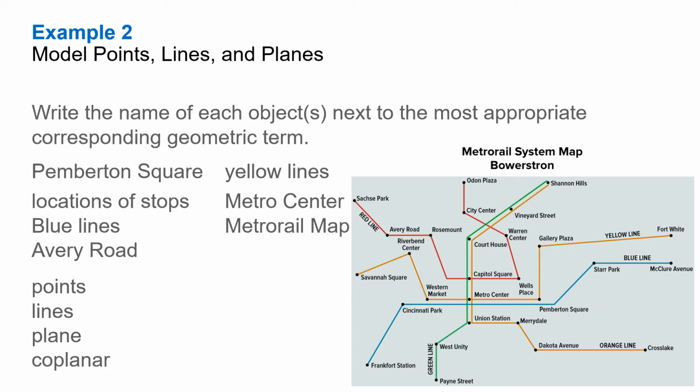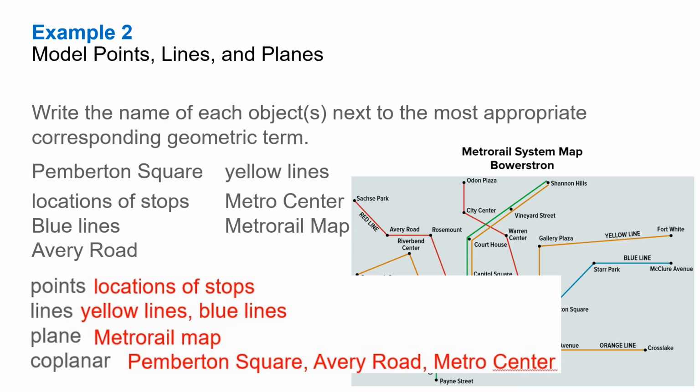The lines is the next word. The lines are actually in the name of the different colors, yellow lines and blue lines. So these routes of the subway cars represent lines. The plane is represented by this map. That's where all of our subway cars travel. So that is our plane. And each one of these stops is coplanar with every other stop.